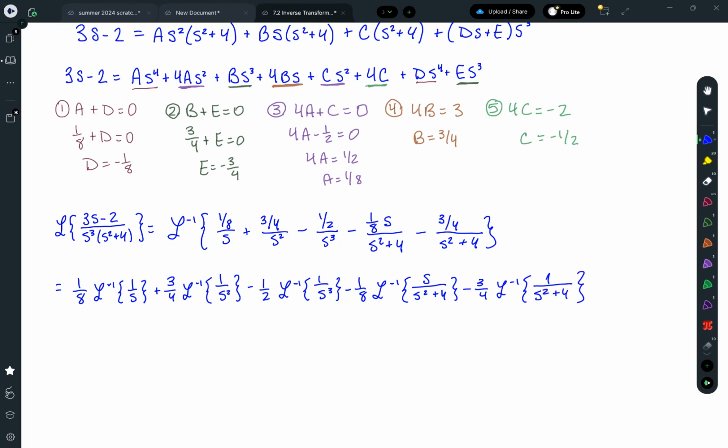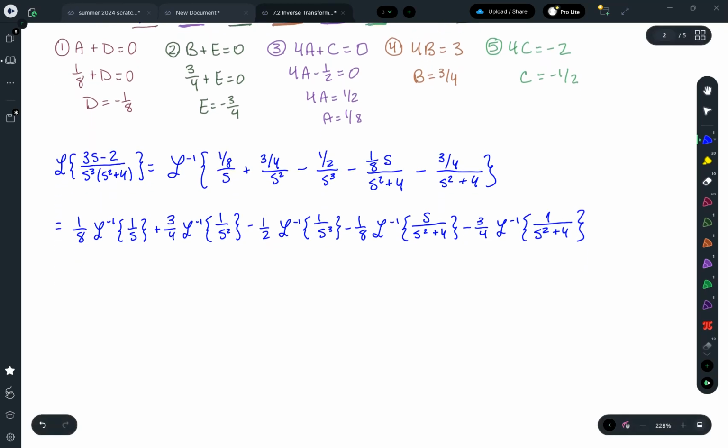Okay, let's see what we have to do. All right, so the Laplace inverse of 1 over s, and I apologize because I do have some of these memorized, so I will use that fact, and eventually you will have some of them memorized as well. Laplace inverse of 1 over s is just 1, so this first term is just 1/8. The Laplace inverse of 1 over s squared, that 2 is 1 plus 1, so this must be a t to the 1. So I get plus 3/4 times t.